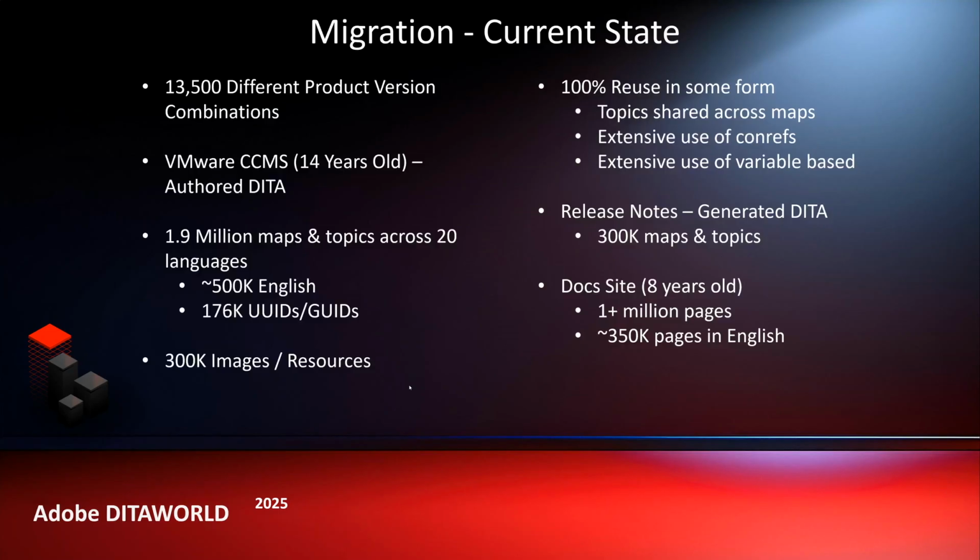starting point for the VMware migration was a CCMS that was 14 years old, had DITA, just about 2 million maps and topics in there, a couple 100,000 images, 13,500 products. I did not know we could sell that many things, but that's what we had, product versions. We were publishing to a doc site that had over 1 million pages, and that was about 8 years old.